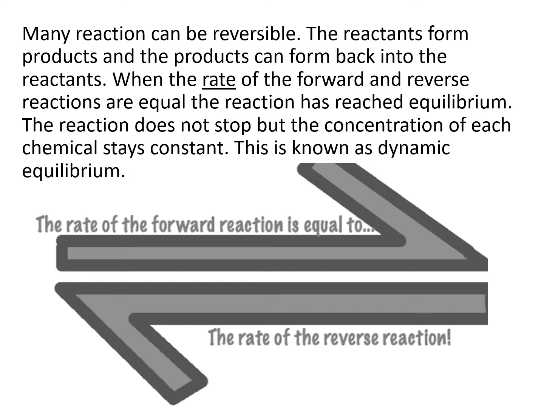When the rates of the forward and reverse reactions are equal, the reaction has reached equilibrium. So the speed of the forward reaction is equal to the speed or rate of the reverse reaction. The reaction, however, does not stop, but the concentration of each chemical stays constant. This is known as dynamic equilibrium.